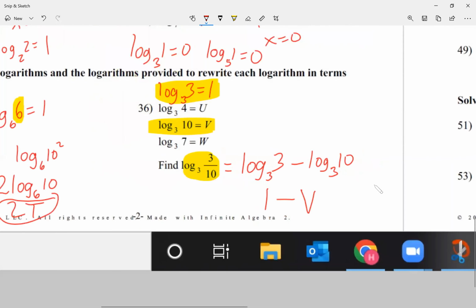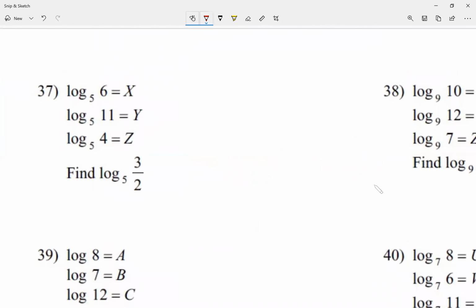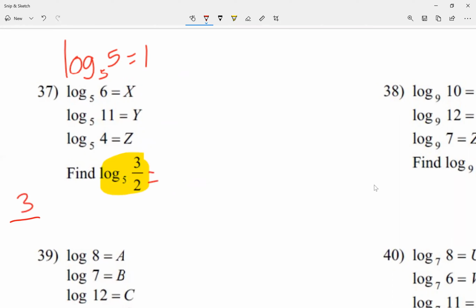All right, let's take a look at number 37. If I need to, I know there's a special case, log base 5 of 5, it's equal to 1, right? If I need to, I might use that. Now, I need to find log base 5 of 3 over 2. But I don't see a 3 and I don't see a 2. Now, let me rewrite my fraction. I know 3 over 2. When we think of fractions, 3 over 2, let me just focus on the fraction.